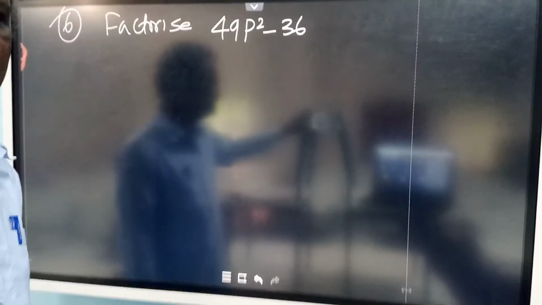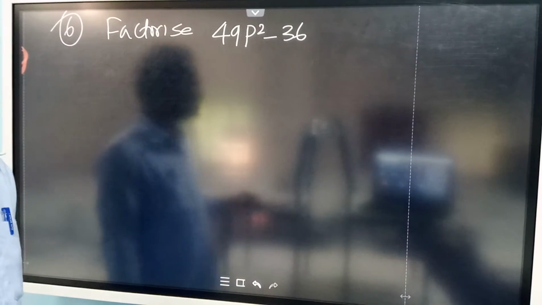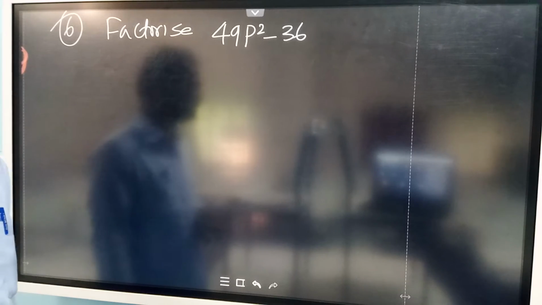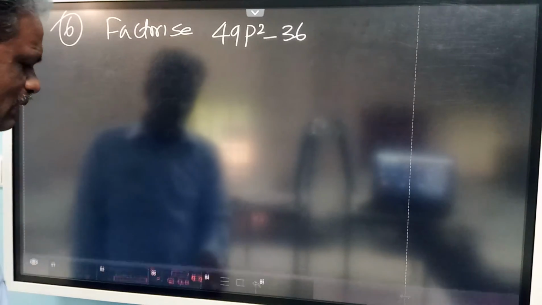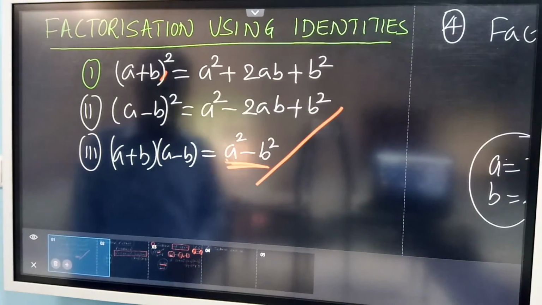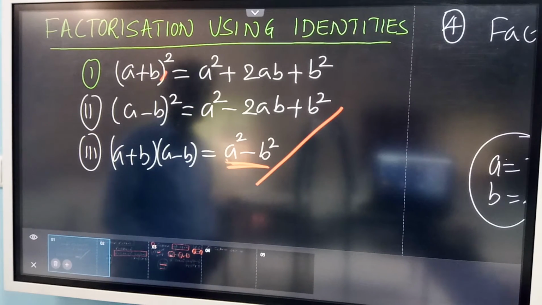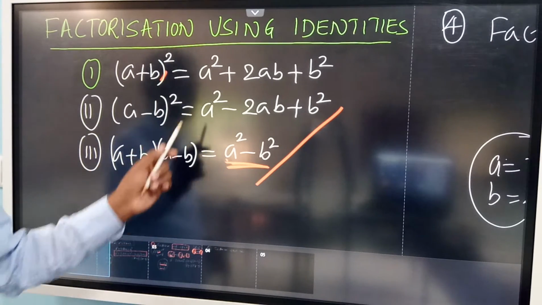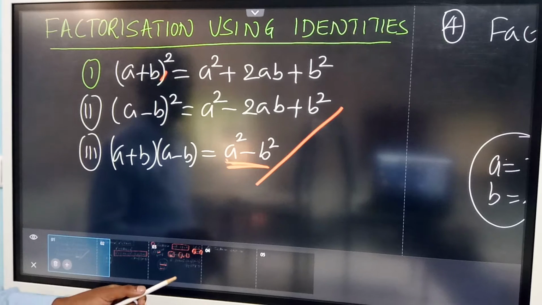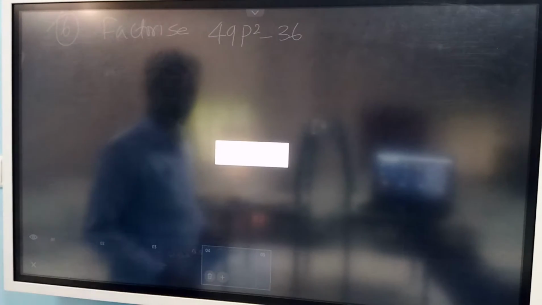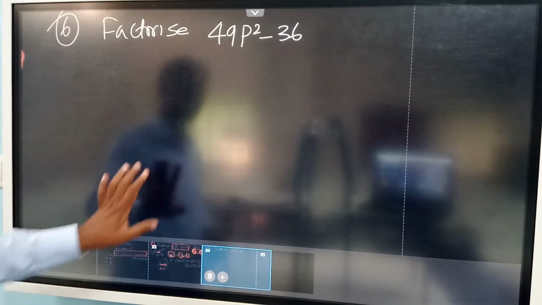This given question, 49p square minus 36, compare with the formulas that you have learned. Now look at these three formulas. Which formula is similar to the given question among these three? So, a square minus b square. You can use that formula here.